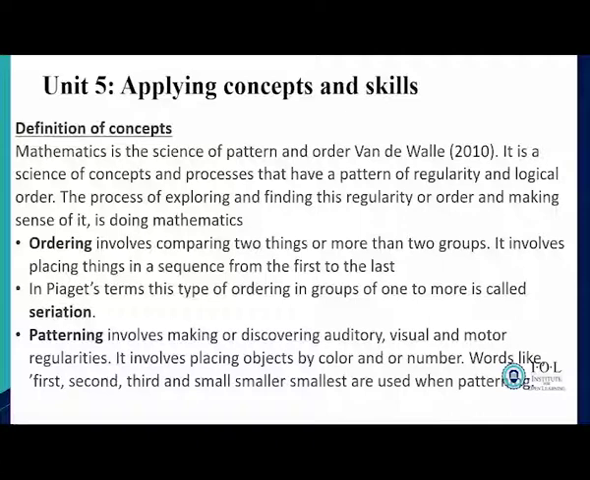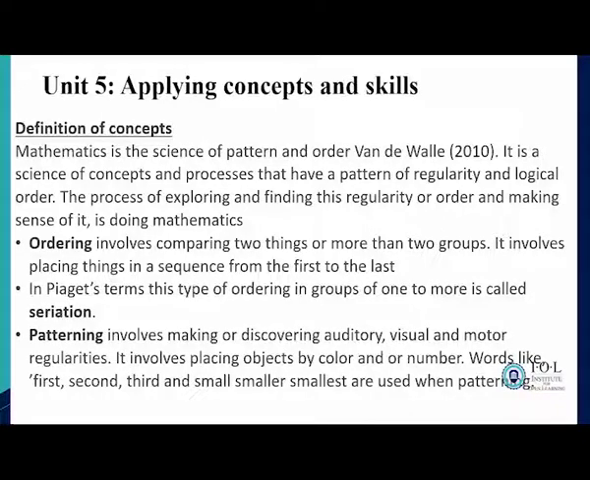Unit 5 is about applying concepts and skills. Let's look at the definition. Mathematics is one of the sciences of patterns and order, according to this author. It is a science of concepts and processes that have a pattern of regularity and logical order. The process of exploring and finding this regularity or order and making sense of it is doing mathematics.